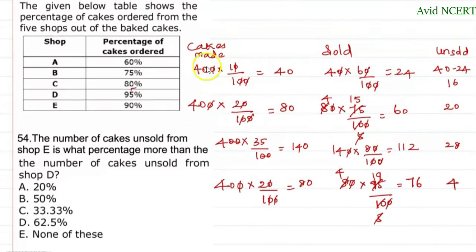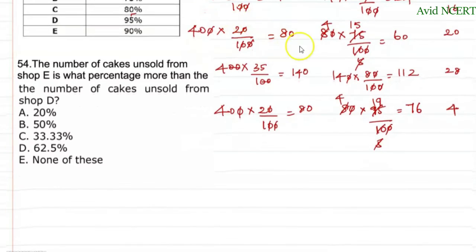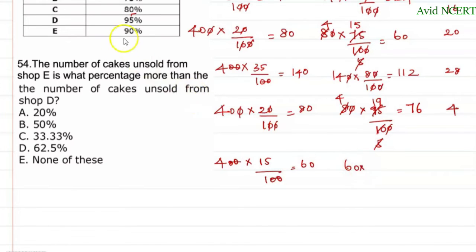And for shop E, they made 15% of cakes. So out of this 400, they made 15%, which is 15 by 100. Again 0, 0 get cancelled, and 15 times 4 is 60. So again, out of the 60 cakes, the number of cakes sold here is 90%, which is 90 by 100.